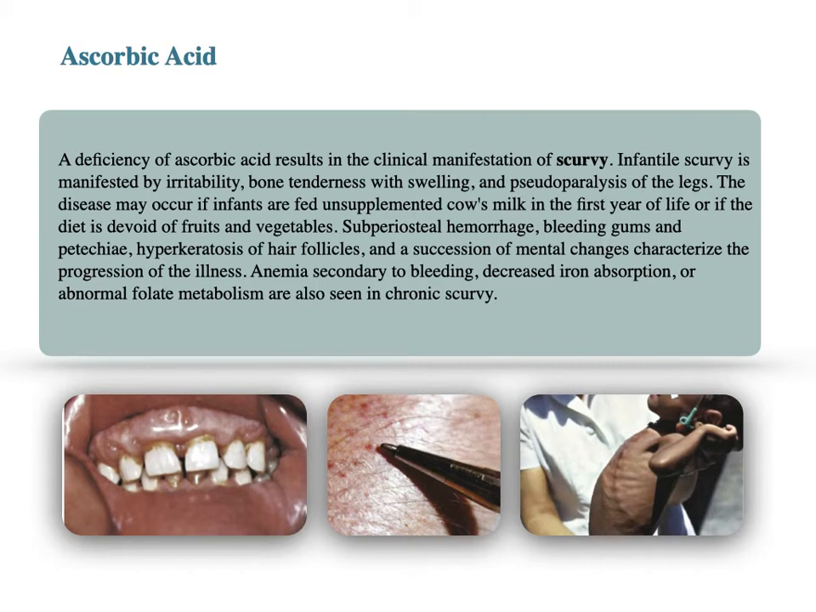The patient will have bleeding tendency like subperiosteal hemorrhage, bleeding gums, petechiae, hyperkeratosis of the hair follicles, and a succession of mental changes which is characteristic of the progression of the illness. The patient eventually will develop anemia secondary to bleeding; decreased iron absorption or abnormal folate metabolism are seen in chronic scurvy.